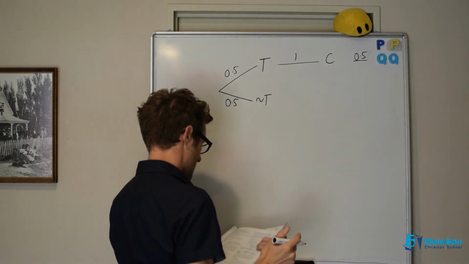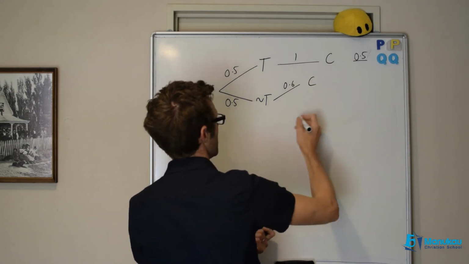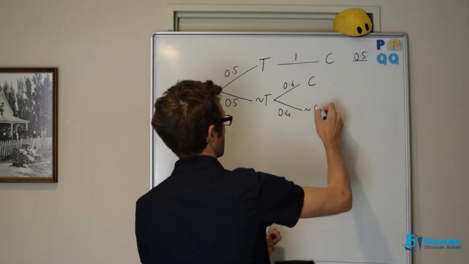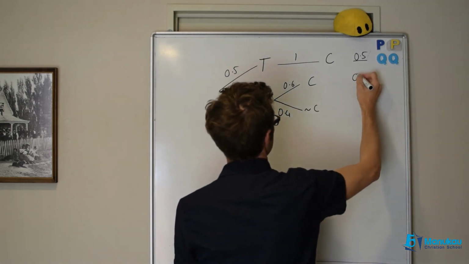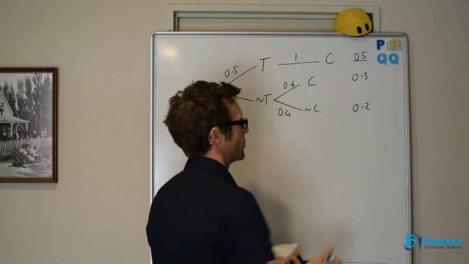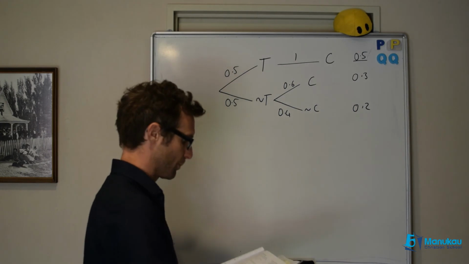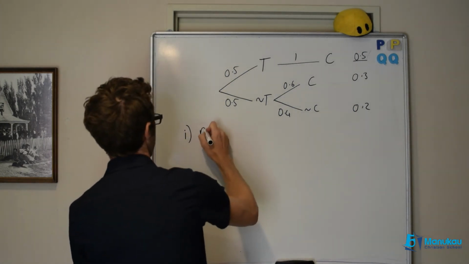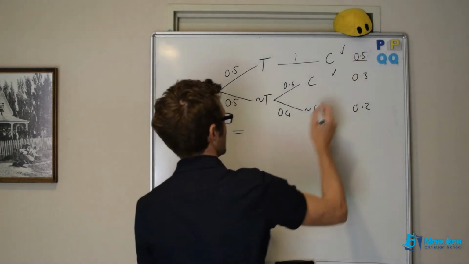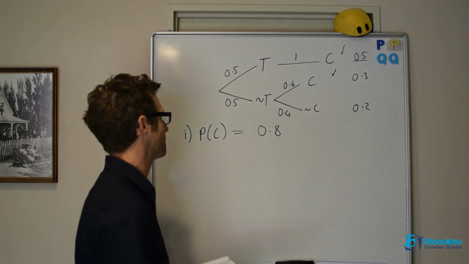If he doesn't attend the training, he still has a 0.6 probability of being chosen, and therefore he must have a 0.4 chance of being not chosen. So we can work out our branches. This is 0.3, and this is 0.2. And if we add them all up, it should add up to 1, and it does. Okay, we're on track. So we have to find the probability that he's chosen. So the probability that he is chosen for the team is equal to this plus this, or 0.8. That's the first part so far, so easy.